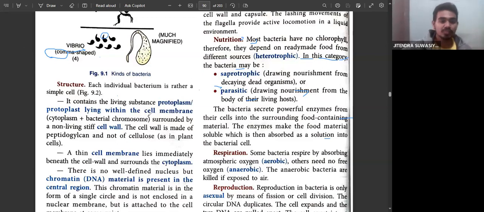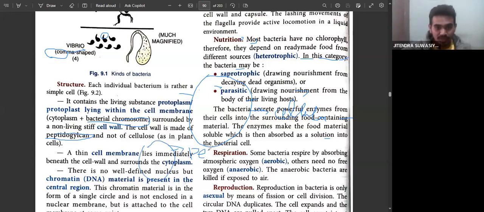It contains the living substance, that is protoplasm. Protoplast lying within the cell membrane, that is cytoplasm plus bacterial chromosome. So we can say that the protoplasm is surrounded by non-living stiff cell walls. The cell wall is made of peptidoglycan and not of cellulose. Like in the plant cell, the cell wall is made up of cellulose. But the cell wall of bacteria is made up of peptidoglycan.